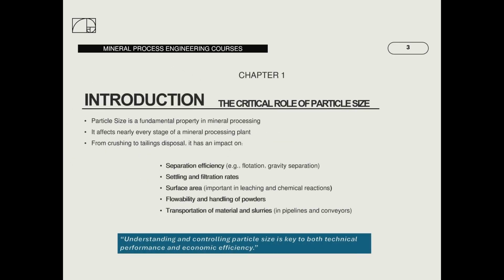Particle size is a cornerstone property in mineral processing, influencing nearly every stage from initial crushing to final tailings disposal. It affects separation efficiency, filtration rates, surface area for chemical reactions, and material handling. Controlling particle size is essential not only for technical performance, but also for economic efficiency, as it impacts energy consumption and process throughput. This slide emphasizes the broad and critical role particle size plays in optimizing mineral processing operations.